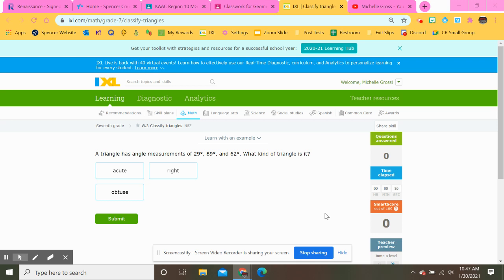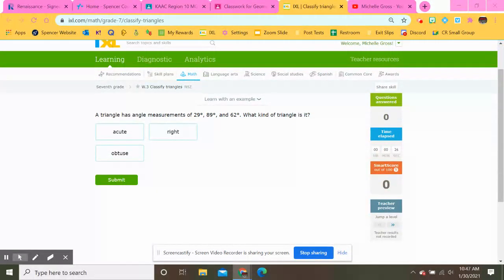I'm going to go over the IXL W3 classifying triangles. Last week you all were telling me what kind of triangles were acute and obtuse. So I feel like you've got a good handle on it, but let's go over a few of these questions just to make sure that you have a good understanding of angle measures and types of triangles.